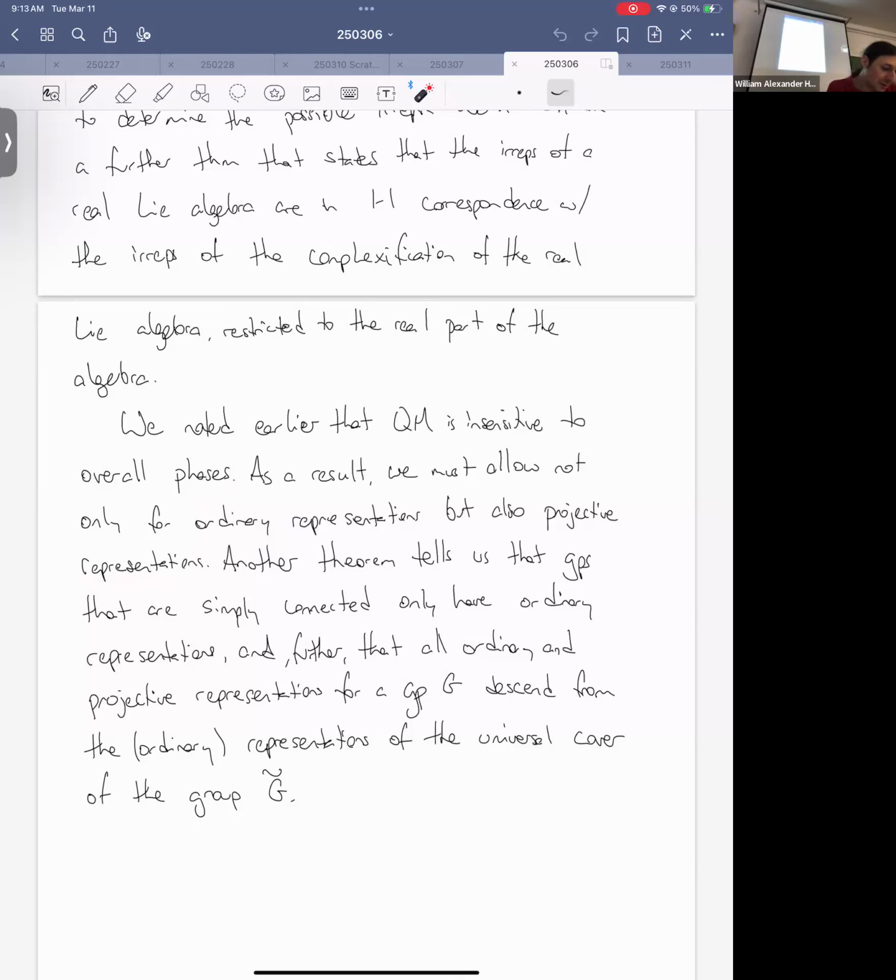Math tells us that groups that are simply connected, so any path that is fully contained within the group manifold can be contracted to a point, that all of those closed contours can be contracted to a point, that those groups have ordinary representations only, and that all ordinary and projective representations of some group G descend from the necessarily ordinary representations of the universal cover of the group, G twiddle. The universal cover has the same Lie algebra as the group G, but is simply connected. So we're guaranteed that all the representations of the universal cover are ordinary. Good. Yes.